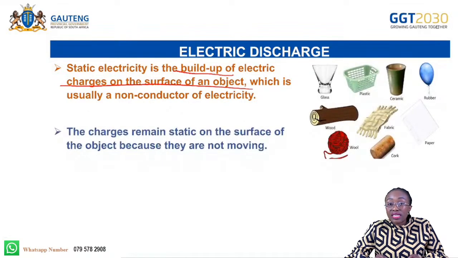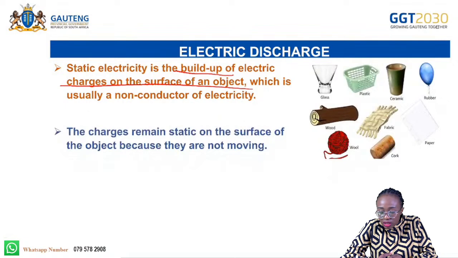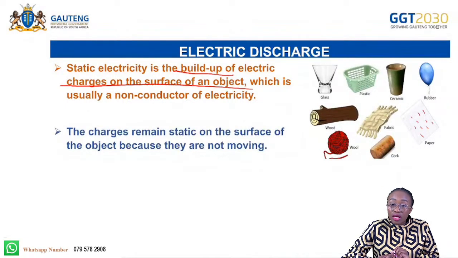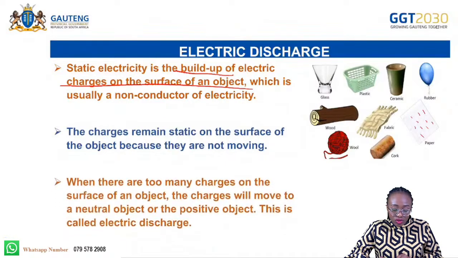Now the charges, they stay there. They remain static on the surface of the object. Let's say this paper has become static, so the charges are going to remain static on the surface of that particular object. Why? Because they are not moving. Remember, insulators are non-conductors of electricity, so they cannot allow electric charges to flow through them. So the charges are going to remain static on the surface of the insulator.